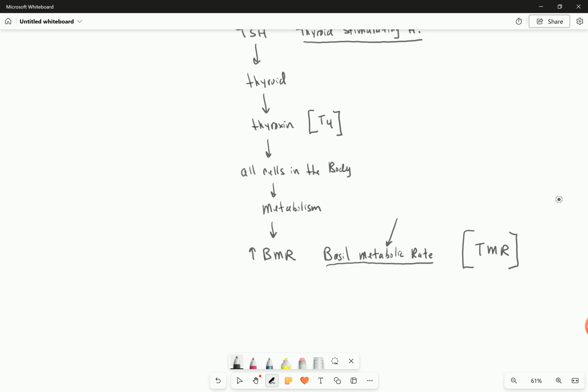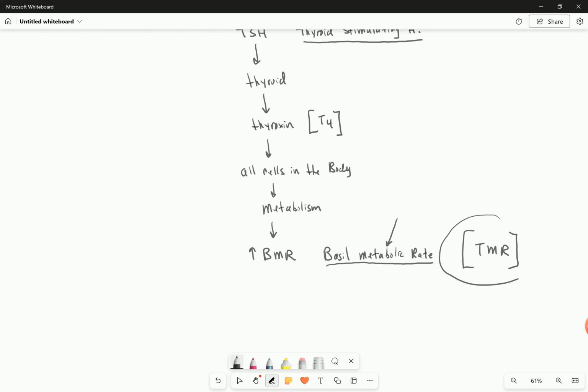So how many calories are you burning when asleep, or not moving? That's basal metabolic rate. And that's your metabolism. Thyroid hormone is responsible for that. Now, some of that's genetic. Some of that's also how active you are versus how sedentary you are.